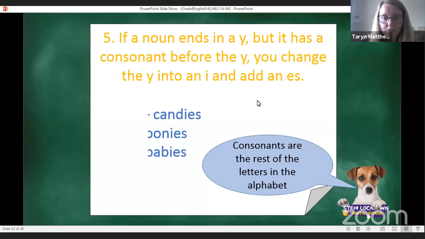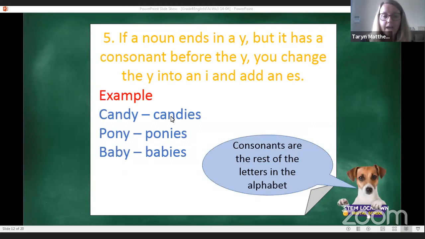Okay, let's look at some examples. So I've got candy becomes candies because I dropped my Y, I changed it for an I, and I added ES. Do you see that? Another one we've got is pony. So pony has a Y, so I changed the Y for an I and added ES.